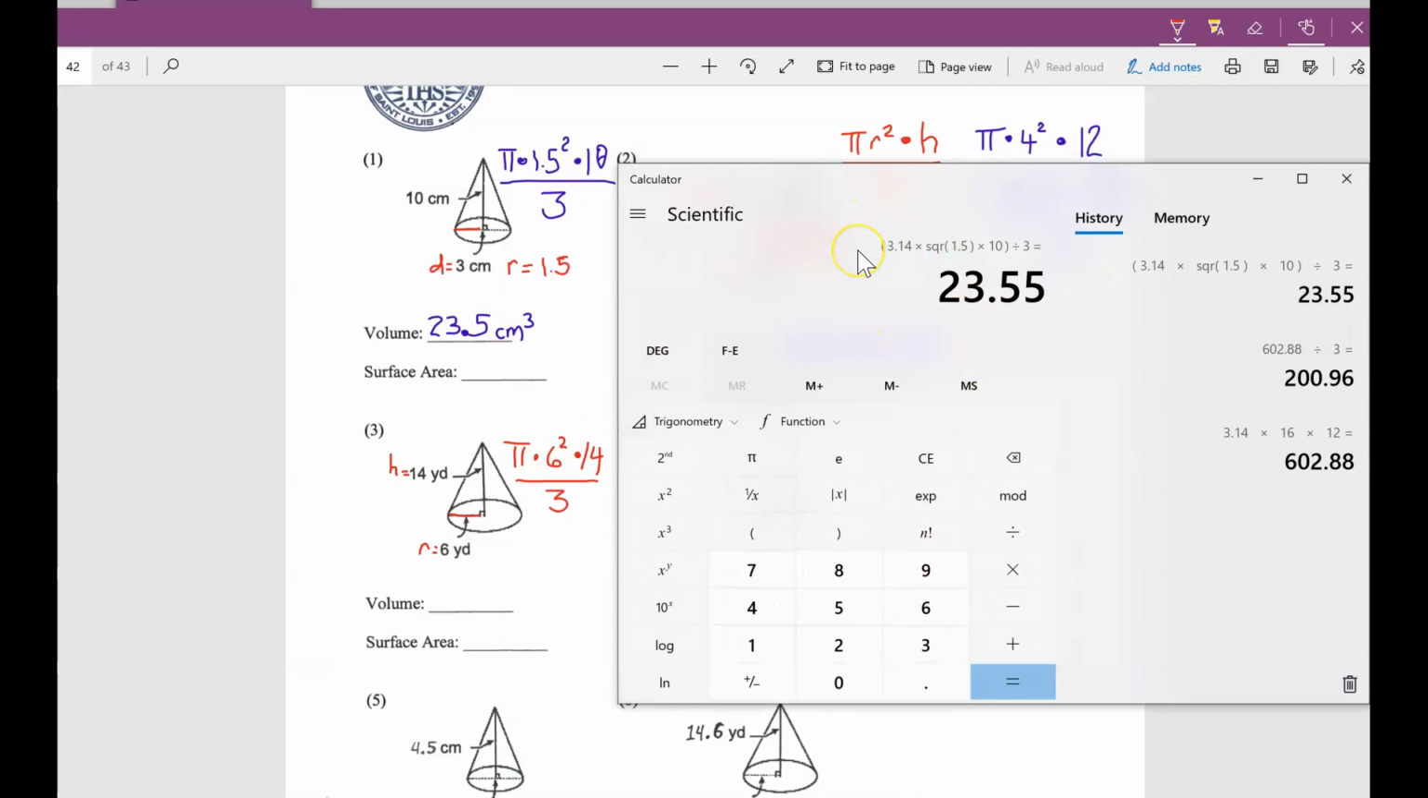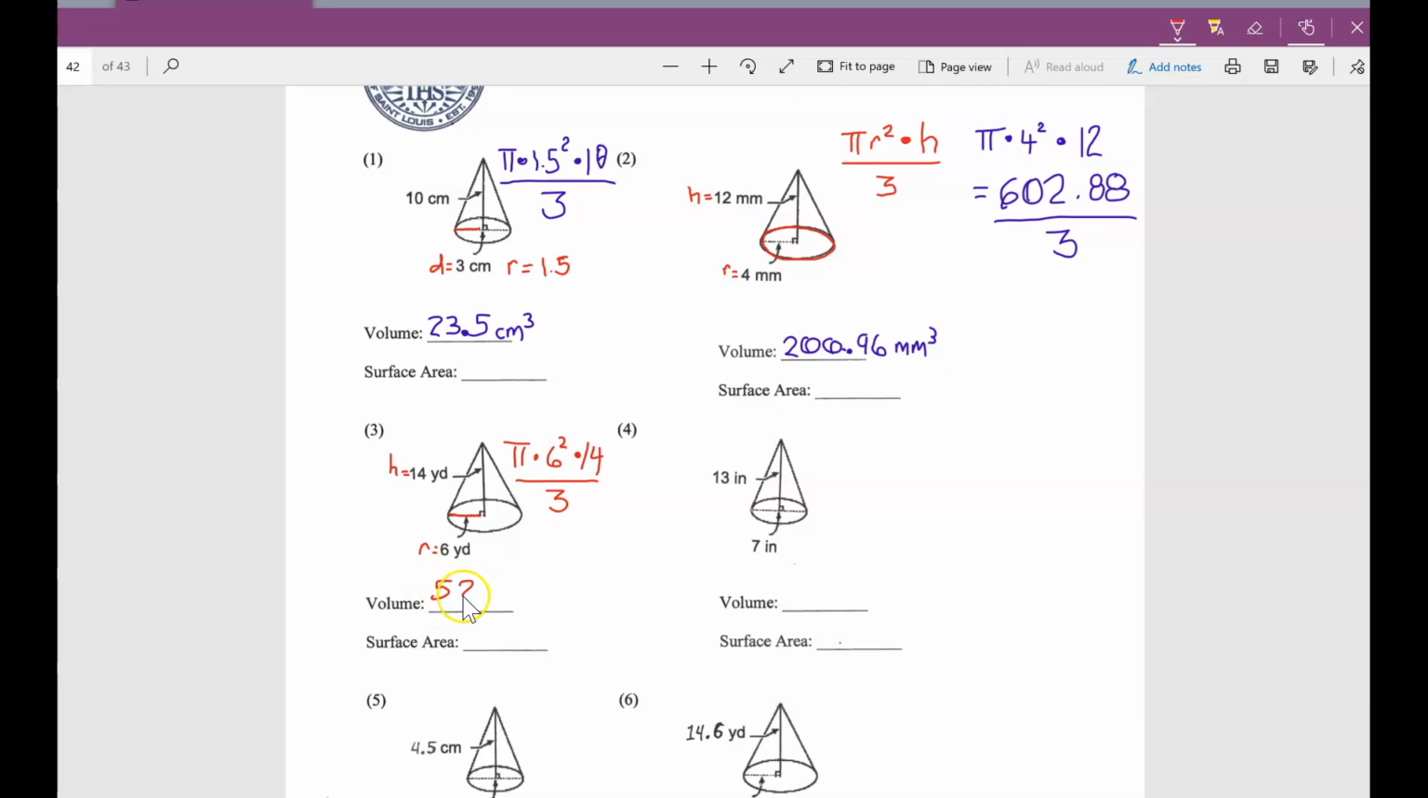Let's grab that calculator again. We're going to do 3.14 times 6 squared. We know that one off the top of our head. That's 36 times 14. If this were a cylinder, the volume would be this, 1,582.5. But we're dealing with a cone, so we have to divide by 3. And that gives us 527, my calculator went away, 0.52. This one is measured in yards, and since it's volume, we put it to the third power.